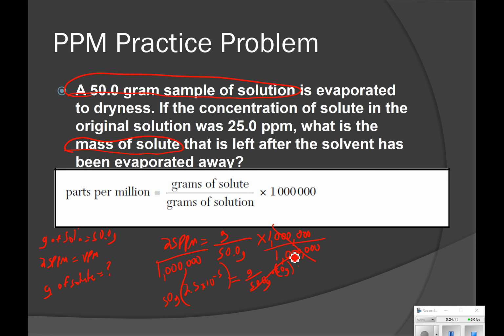getting kind of smashed in here, and pretty slanted. Apologize for that. These cancel here. And the grams of solute that are left, 125 grams, or 1.25 times 10 to the minus 3 grams. And that's what we're left with, or solute that's left from that original 25 part per million solution that contained 50 grams of solution. So in this case, we're given the parts per million and have to solve for how much solute is left over. These are the two types that you'll most commonly see.